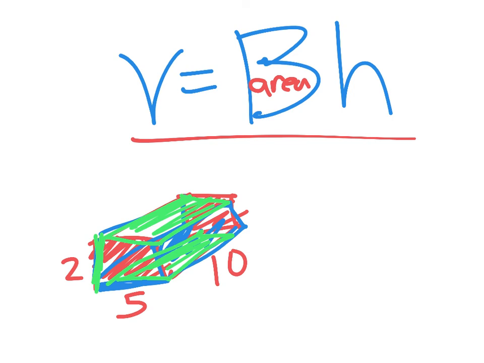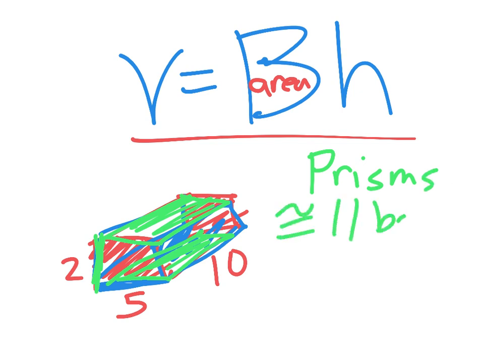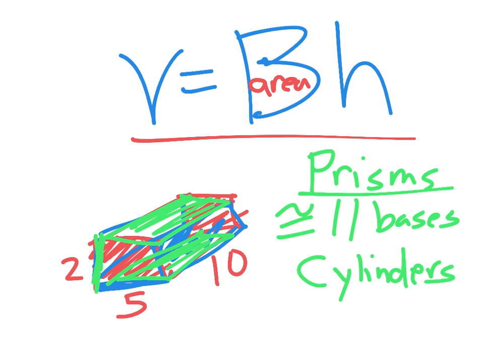The other key to this lesson is what this works for. It works for all prisms, which are polyhedrons that have congruent and parallel bases, two of them. And it also works for cylinders. Those are the two shapes that it works for.